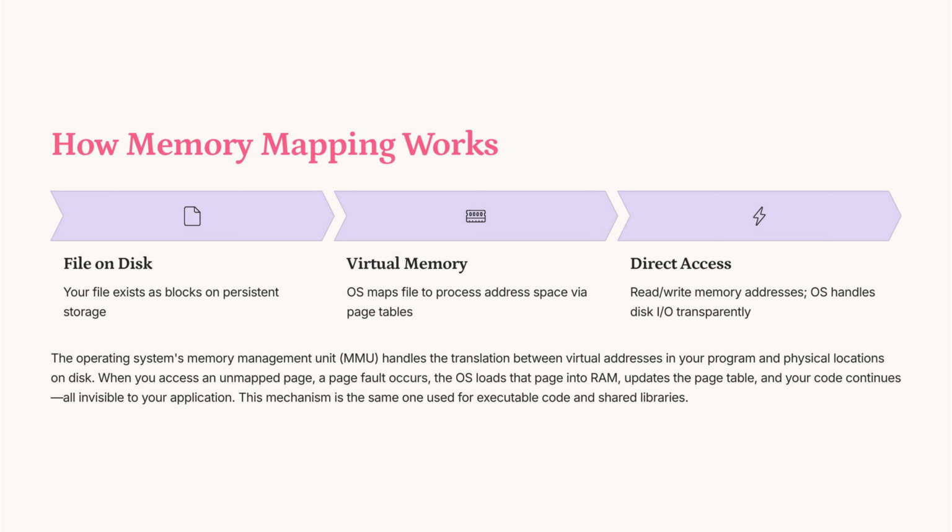Memory mapping involves the operating system mapping file blocks from persistent storage into a process's virtual address space using page tables. The memory management unit translates virtual addresses to physical disk locations. On accessing an unmapped page, a page fault triggers the operating system to load it into random access memory, update the page table, and resume execution seamlessly.